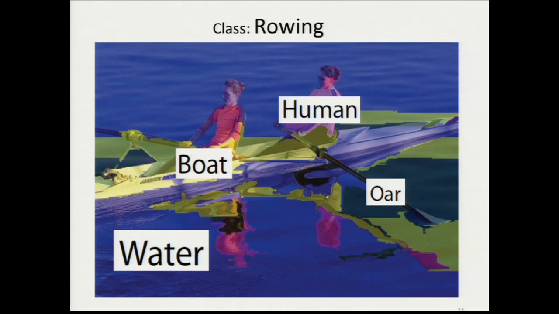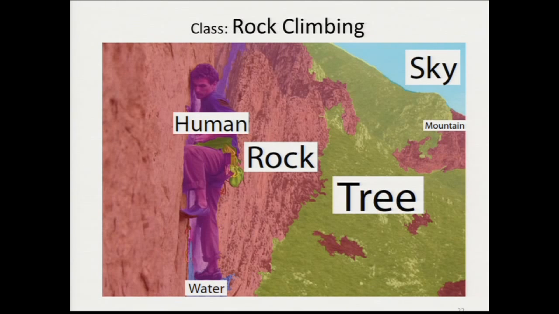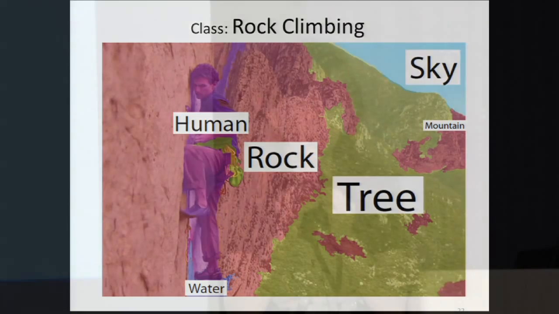Here's just quickly, this is a rowing event again, and the computer labels boat, or, if you don't know that word, it's that thing that you use to propel. Human, water. This is rock climbing. It labels human, rock, trees, mountain, and sky. Of course, you can see it's still a little patchy. So the computer has not achieved a perfect result yet.